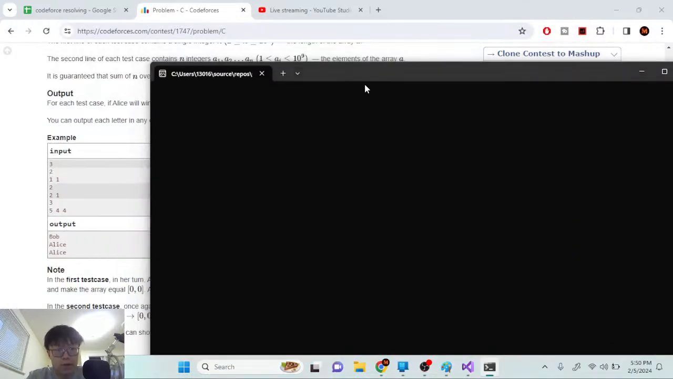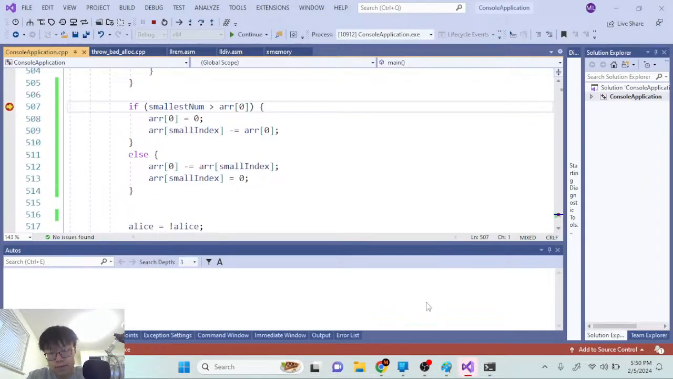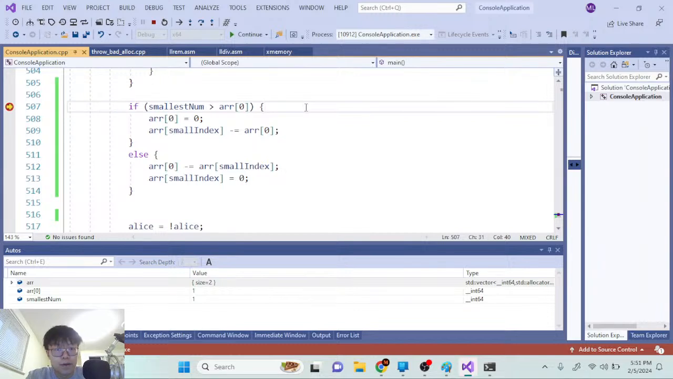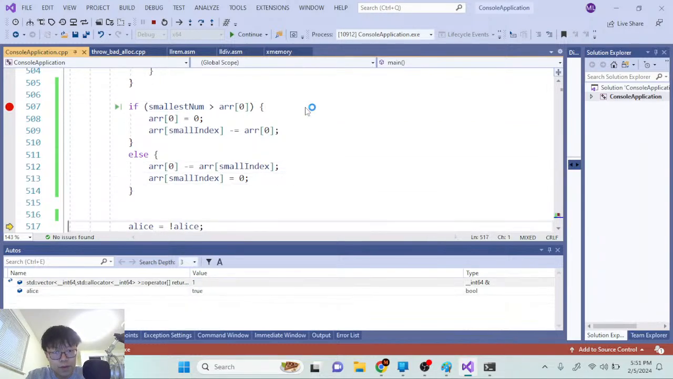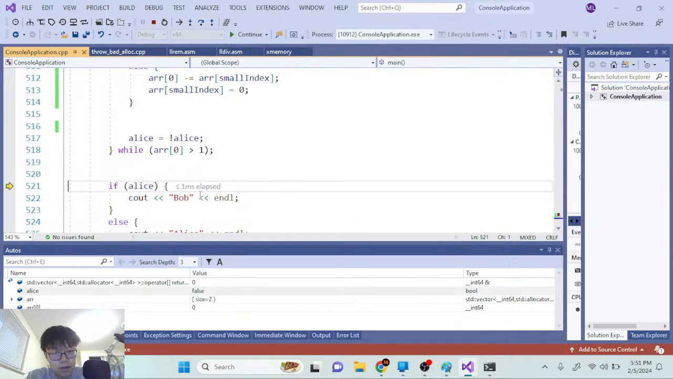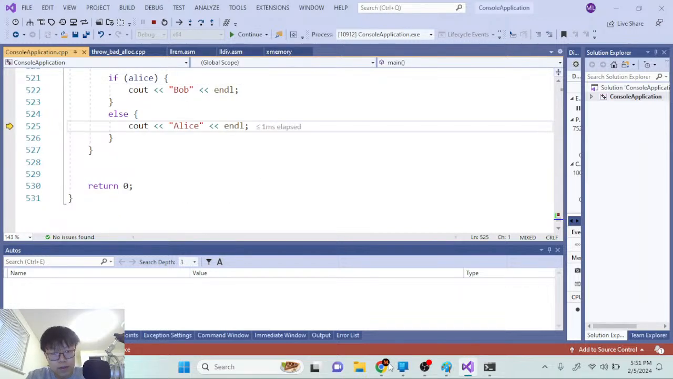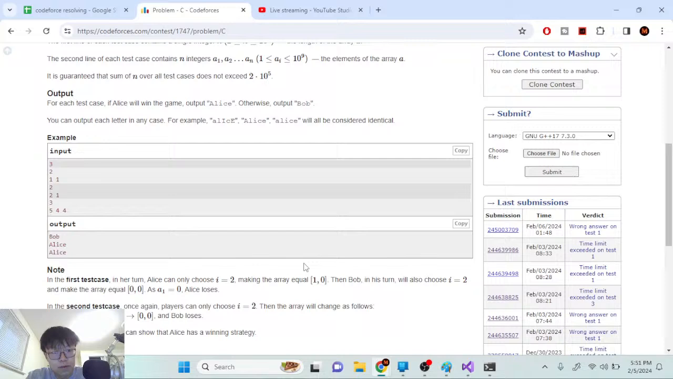Let's do 2, 1, 1. So you get 0, 0, right? And then now it's not Alice's turn, so why does it say Alice wins? It should be Bob wins. I guess whoever hits 0 first. Let's go back to our picture.